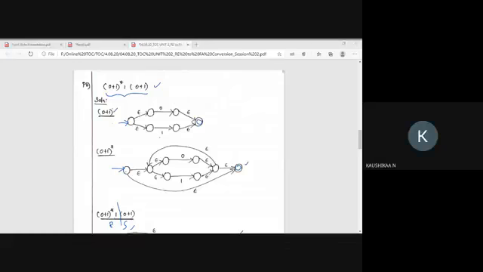Super. And the basis has first one is how to handle the epsilon, construction for phi, and simple regular expression automata. And induction step has expression for union, concatenation, and closure. Super. Thank you.